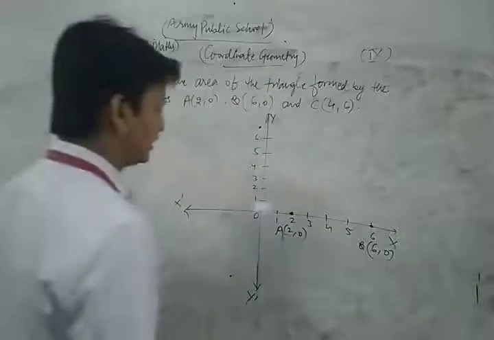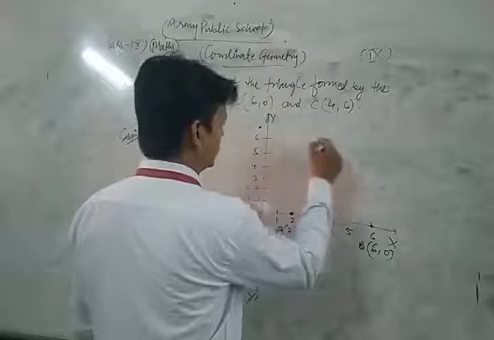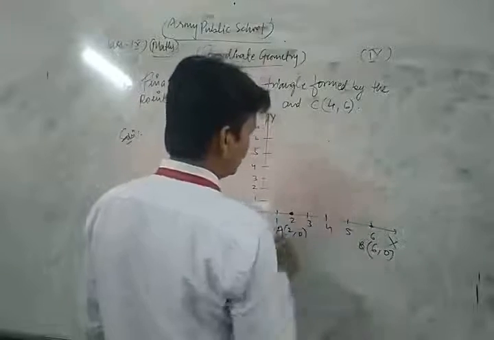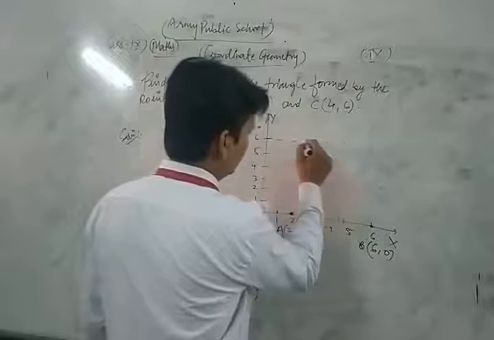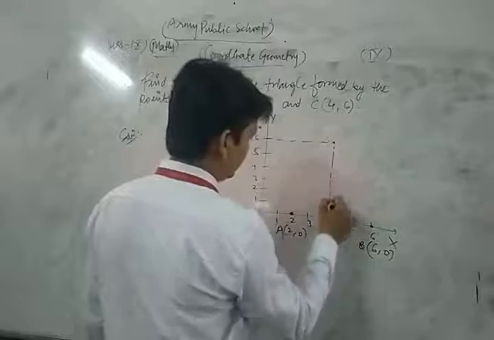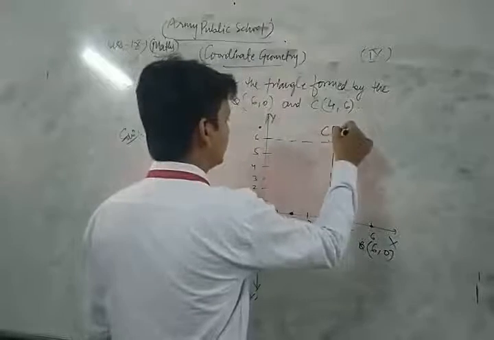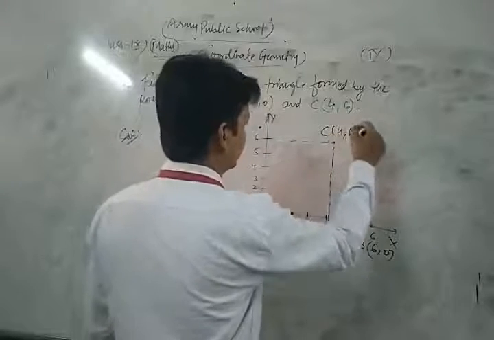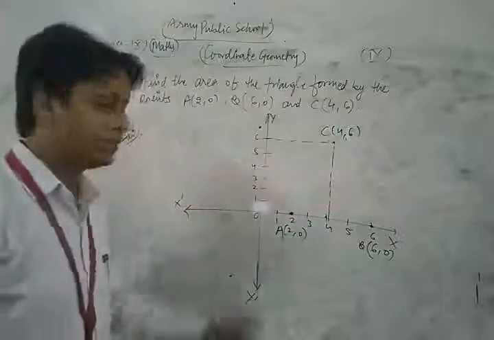Now C is (4, 6). Now 4 and 6 here. So this is 6 here and this is your 4. Okay, so that point C lies at (4, 6). Now what do I do? Now we just join them.